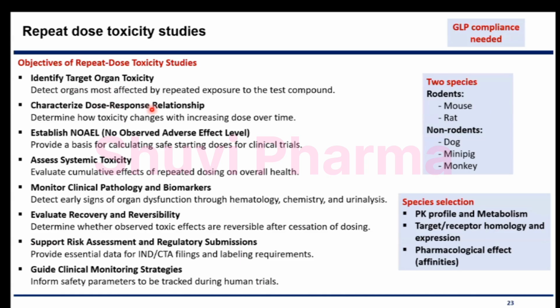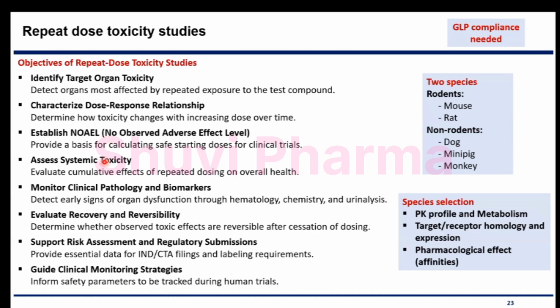Characterize the dose response. We talked about this earlier. Establish a NOAEL. This is an important concept. No observed adverse effect level. So this is the dose where there is no toxicity in animals. That's a very important dose that you consider when you project the human dose.